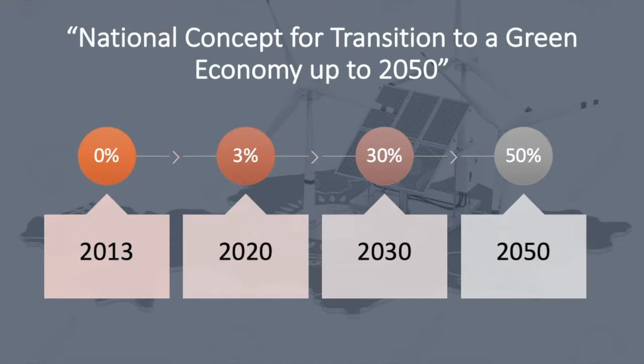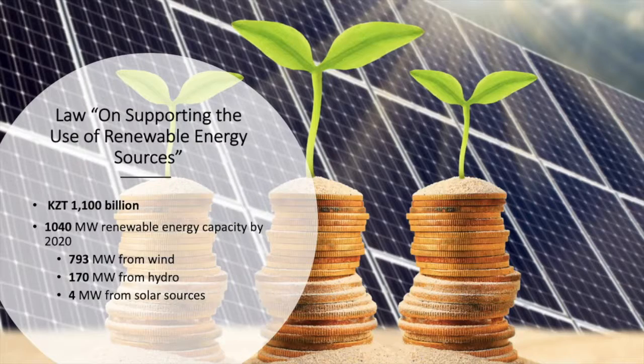In 2013, Kazakhstan adopted the National Concept for Transition to a Green Economy up to 2050, outlining the principles of the green economy and the future development path. The objective is to bring the share of new renewable energy in electricity generation from 0 to 3% by 2020, and then to raise it further to 30% by 2030 and 50% by 2050. Kazakhstan's plans are ambitious, considering the unique circumstances of the country. There is enormous potential for renewable energy in Kazakhstan, particularly from wind and small hydropower plants.